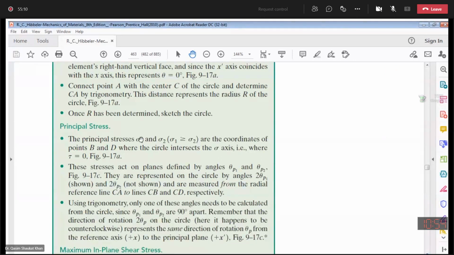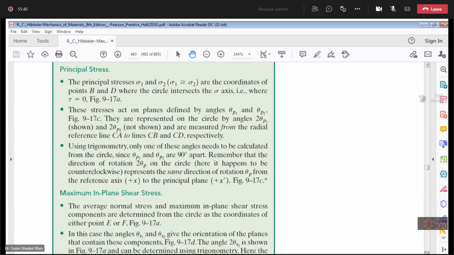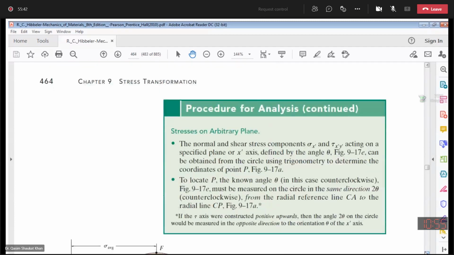Sigma 1, sigma 2. Always remember, major principal stress is sigma 1, minor principal stress is sigma 2. Rest is the same as what we have done. Reference line is always CA. B is the major principal stress, D is the minor principal stress. So moving from the reference line CA to CB will give you 2 theta P1. Moving from the reference line CA to CD in the same direction will give you 2 theta P2. And the difference between the two should be 180 degrees.